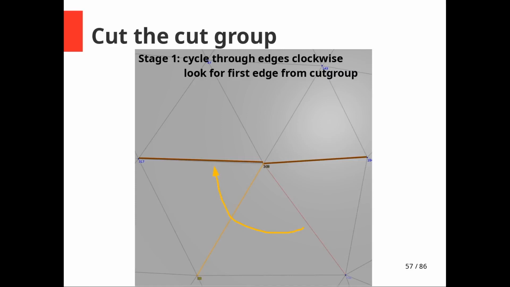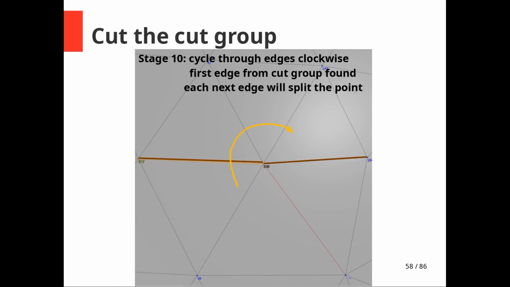Stage 1. Circle the edges forward till we find the first edge of the cut group, or skip the stage altogether if we are starting with an open edge. I know, this stage could very well be combined with the previous backward search, but the more stages the better. Stage 10. Now that we are at the edge that belongs to the cut group, we will search forward all edges until we make the full circle up to this current edge, or hit another open edge. Each time we encounter an edge belonging to a cut group, we will replicate our current point and rewire all next edges to it. So let's watch.